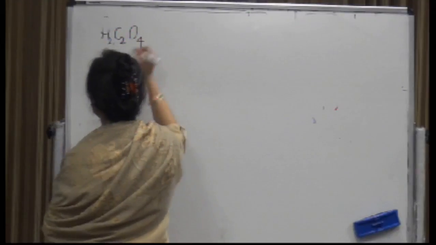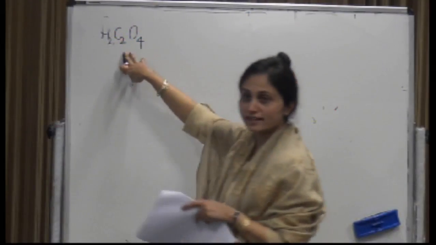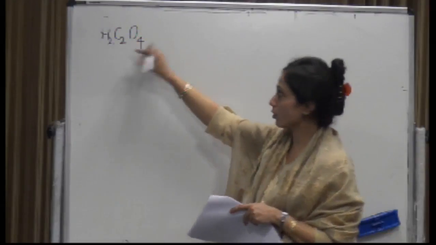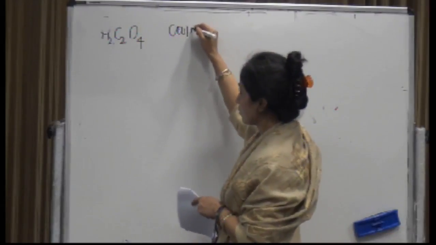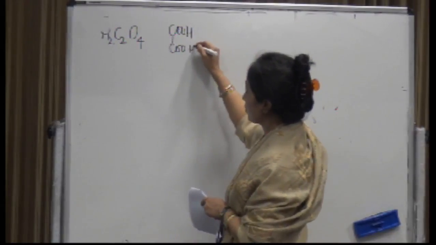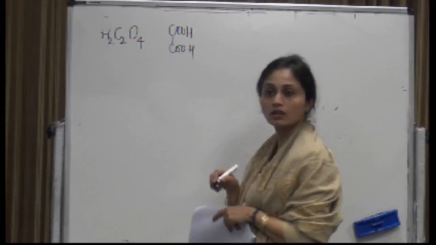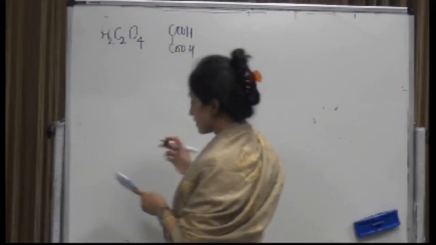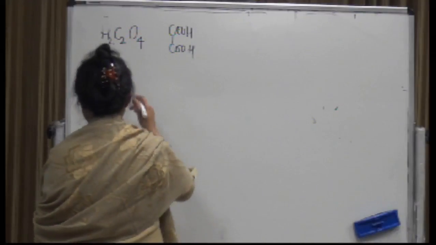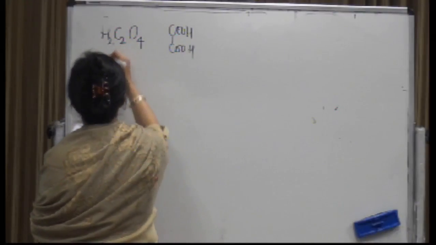H2C2O4. This is your oxalic acid. COOH, COOH. The structure is this. No need, which you can easily find out. So this is your oxalic acid. This can act as a reducing agent. Then you can have others like FeSO4.